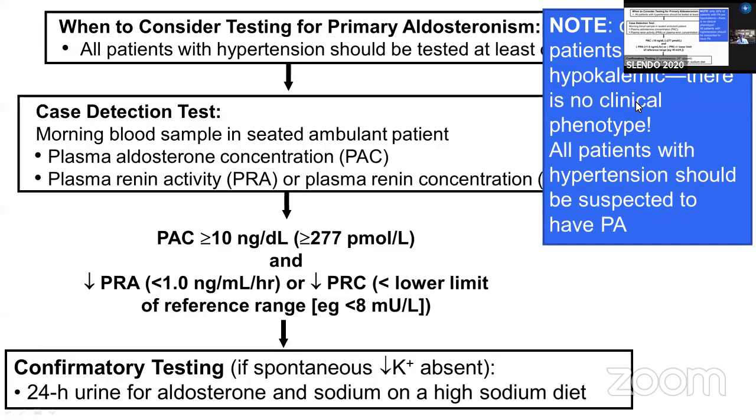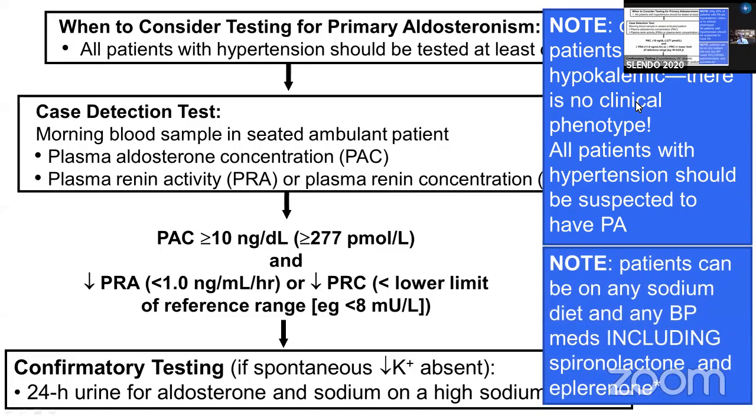Only 30% of people with PA are hypokalemic. So you can't just look for hypokalemia. All people with hypertension are candidates for this disorder. And the patient can be on any sodium diet, any blood pressure medication, including spironolactone and eplerenone. And we're gonna come back to that a little bit later when we discuss one of the questions from a clinician.